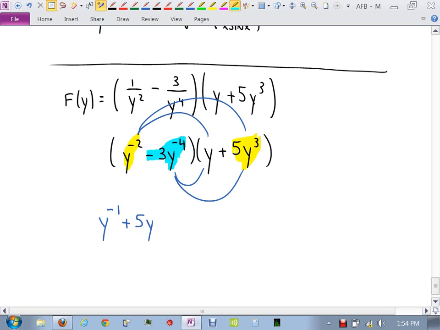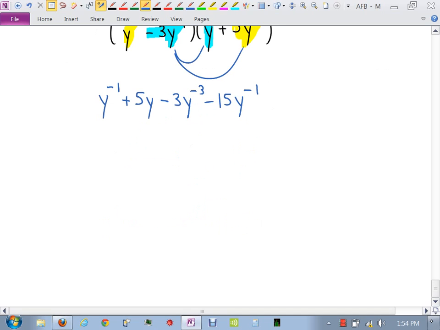How about that inside one? What's negative 3y to the 4 times y? Negative 3y to the negative 3. And then what's the final piece you get there? Negative 1. Do you see that? And now this is just 1, 2, 3, 4 terms. And actually I just noticed this, the first one and the last one are like terms, aren't they? So I could go one more step.